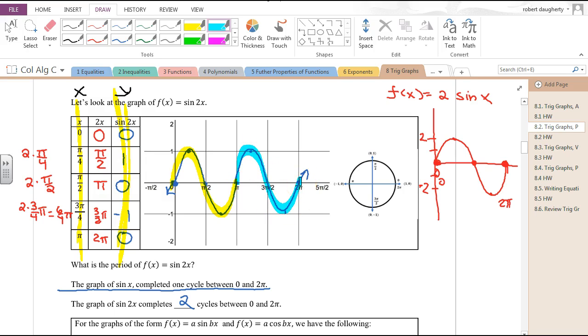So 1 complete cycle is what we call the period of this graph. It's a graph that repeats periodically. So the period of this graph is pi. The period of sine of x is 2 pi because it takes from 0 to 2 pi to start repeating. This one has a period of pi. It starts repeating after pi radians.